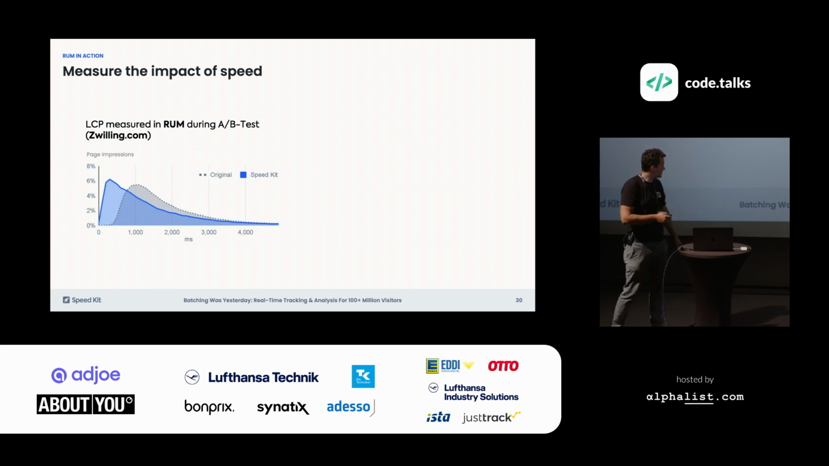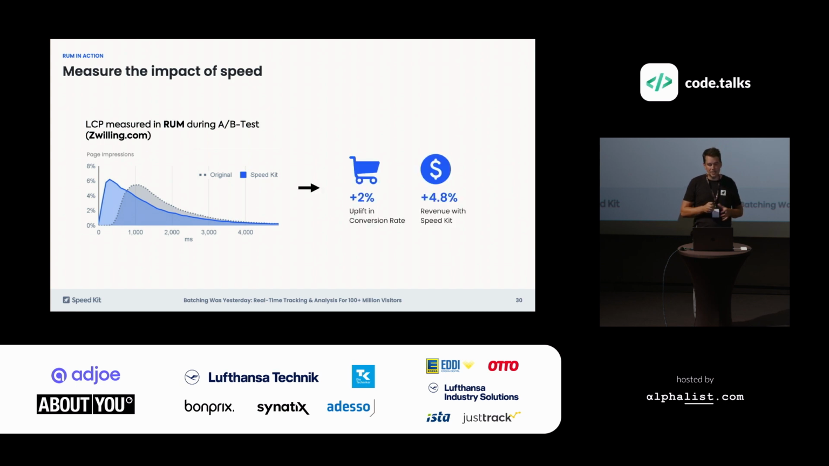You have two curves of performance. You have one that loads with SpeedKit. This is the blue one, where you shift a lot of users in their largest contentful paint into the area below 1 second. And you have the original one that has higher page load times. And as we measured business metrics along with this data, we could confirm that this improvement led to around 2% uplift in conversion rate and around 5% uplift in revenue.